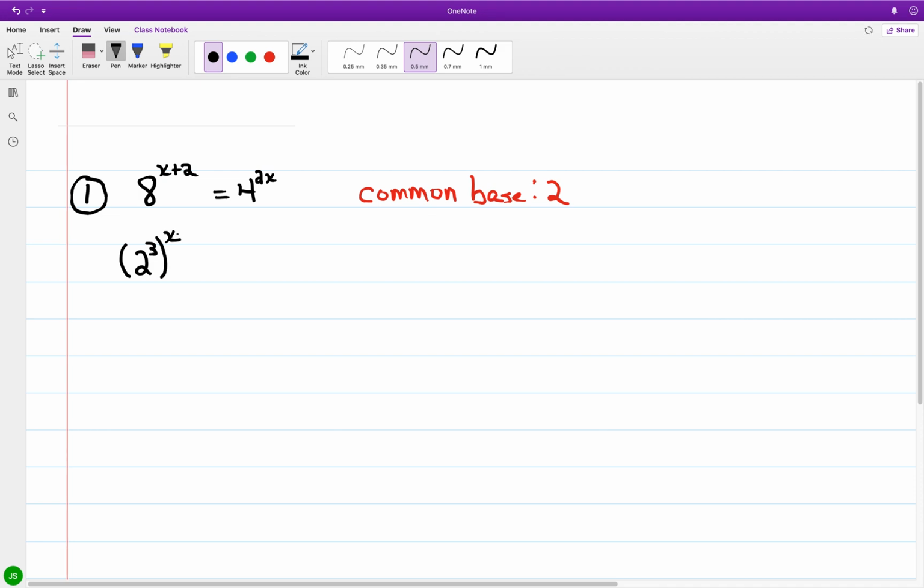And so 8 to the x plus 2 is going to be 2 cubed raised to the x plus 2 degree. And for 4 to the 2x, again 4 is 2 squared, so 4 to the 2x would be 2 squared to the 2x. With the power property of exponents, for 2 cubed to the x plus 2, we have 2 raised to the 3 times x plus 2. For 2 squared raised to the 2x, we have 2 raised to the 2 times 2x.